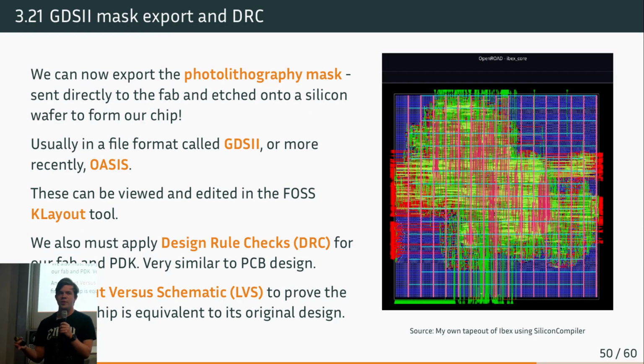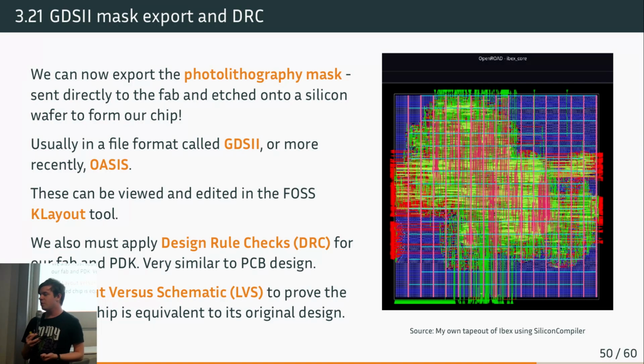So let's assume everything worked out great and we're now ready to export our chip. We can basically export what's known as the photolithography mask, which will be sent directly off to the foundry and etched onto a wafer to form the final chip. This is usually in a file format called GDS2, but nowadays OASIS is sometimes used. And this is sort of like a G-code type file format that actually describes the graphics of the chip.